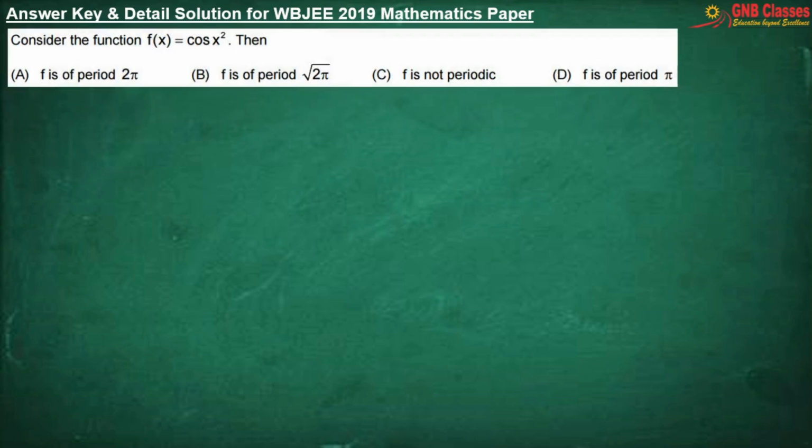In this case, they have given us the function f(x) as cos x square. Now we have to find out the period of this function. Let us assume if the period of this function exists, then f of x plus T must be equal to f of x. That is, cos of (x plus T) whole square minus cos of x square will be equal to 0. So now we are applying the formula for cos C minus cos D.